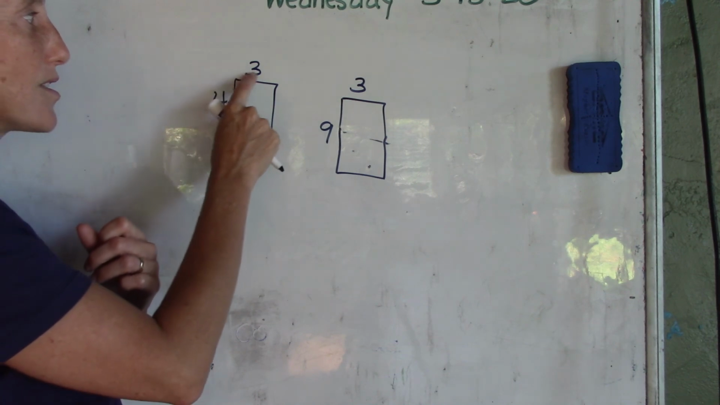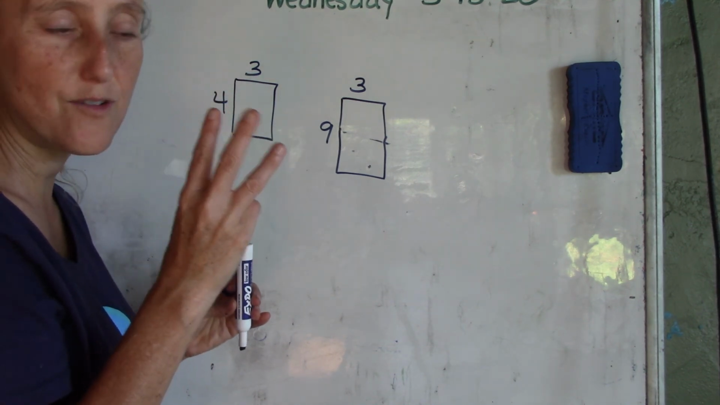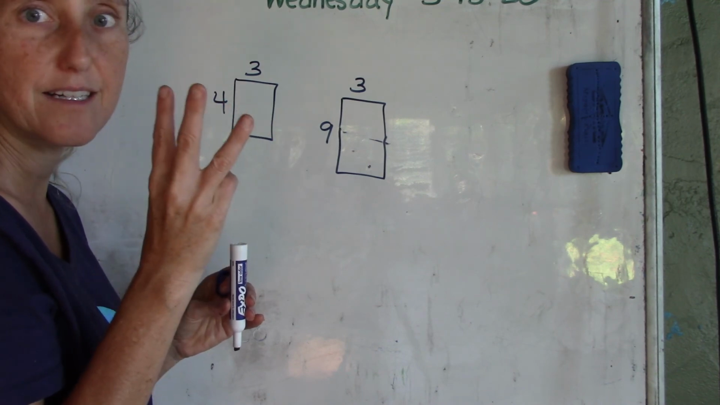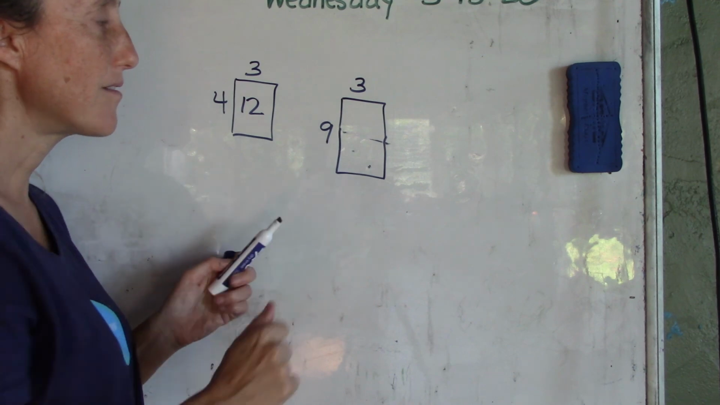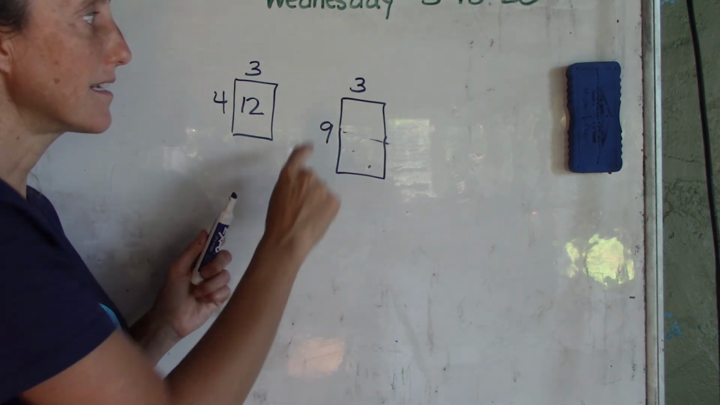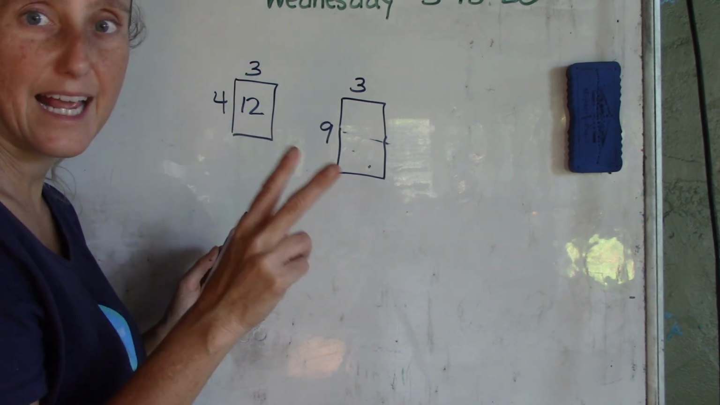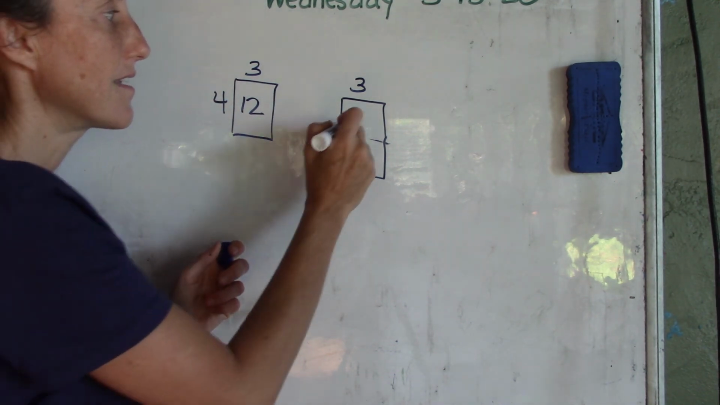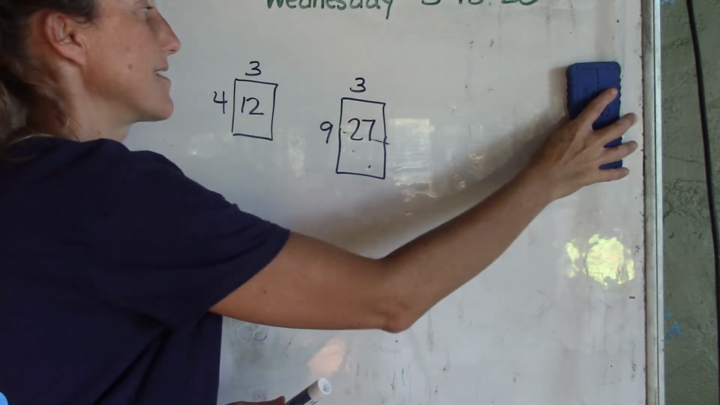Multiply. So, what's 3 times 4? 3 fours. 4, 8, 12. The area is 12. What about 9 times 3? What is 3 nines? 9, 18, 27. So the area of that rectangle is 27.